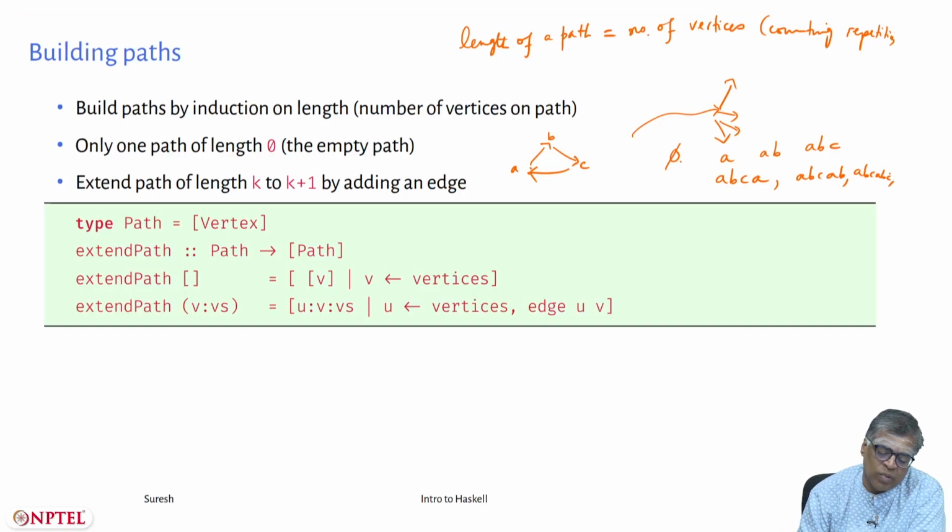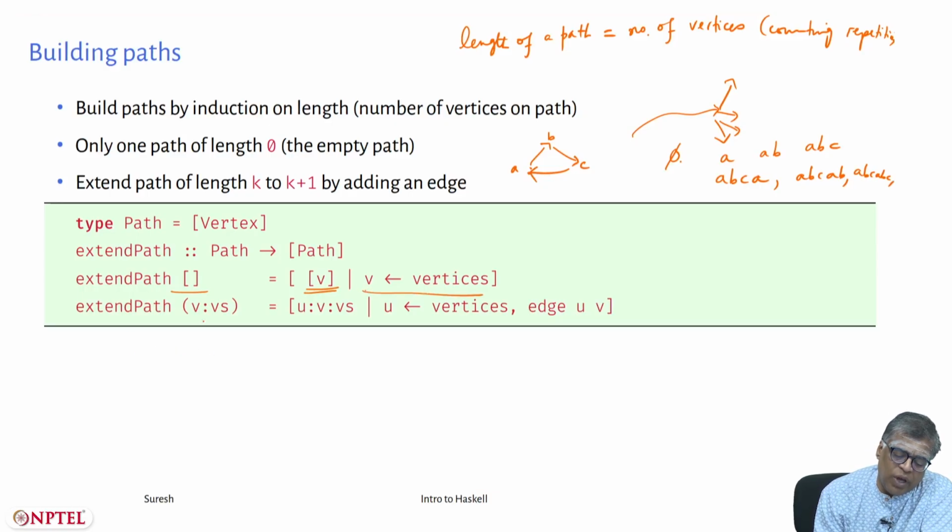Okay, number of distinct vertices, and number of vertex occurrences counting repetitions. Okay, that's the point. So how do you extend a path? This is some simple Lisp programming. If I have the empty path, then I am not constrained in any particular manner. So if I want length 1 paths, every vertex can be considered as a length 1 path by itself. So extend path of the empty list is all singleton lists [v], where v comes from vertices.